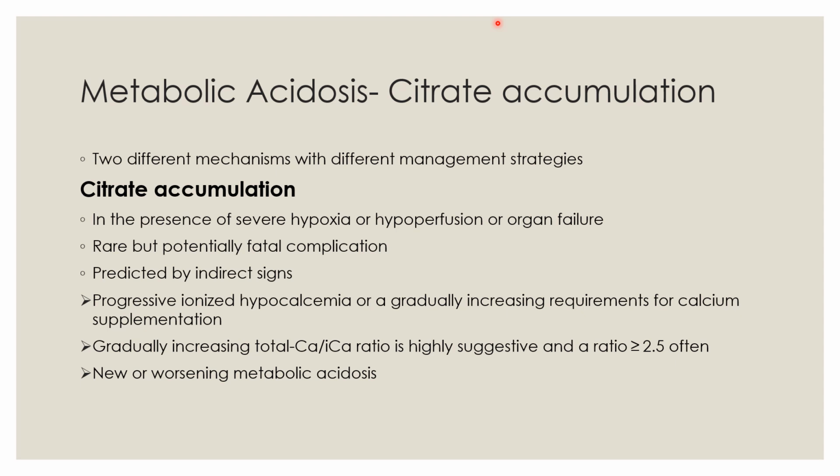in ionized calcium. Therefore, increased total calcium, increased citrate gap, progressive ionized hypocalcemia, or a gradually increasing requirement for calcium supplementation to normalize serum levels are the signs of citrate accumulation. A gradually increasing total calcium to ionized calcium ratio is highly suggestive of progressive citrate accumulation, and a ratio equal to or more than 2.25 and rising often indicates the presence of significant citrate accumulation.